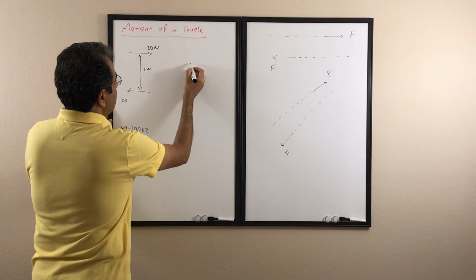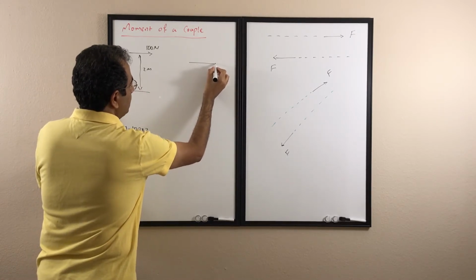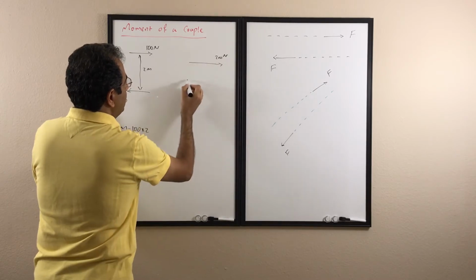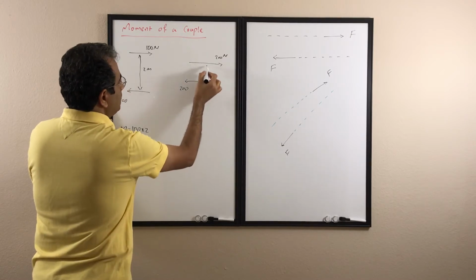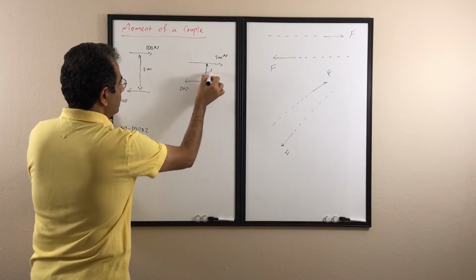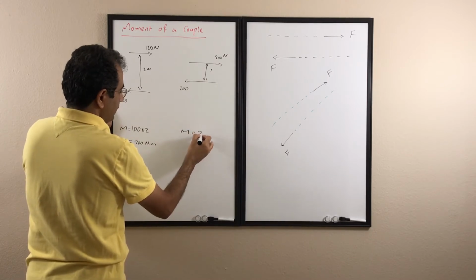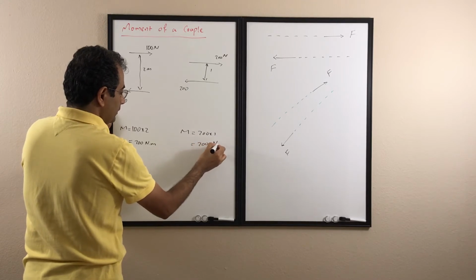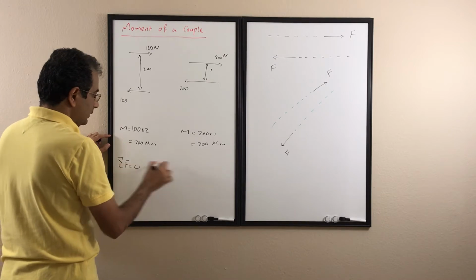The same thing here. If I assume I have two other forces, I have a couple. This time it's 200 Newton, and then 200 Newton, and they are separated by a distance of 1. The M they create is F times d, 200 times 1, again it's going to be 200 Newton meter. And for both of them, sigma F is 0.